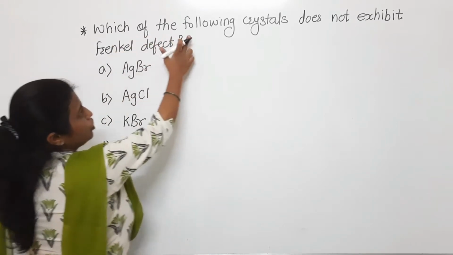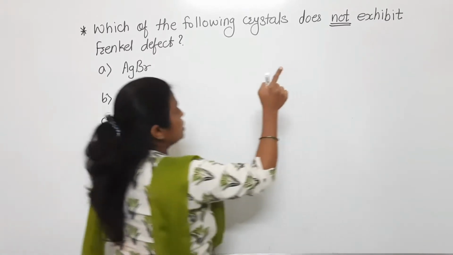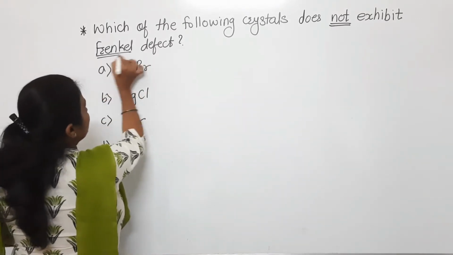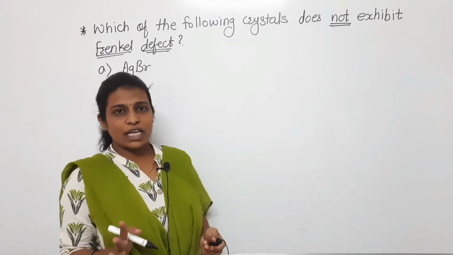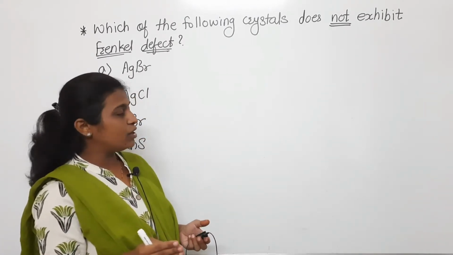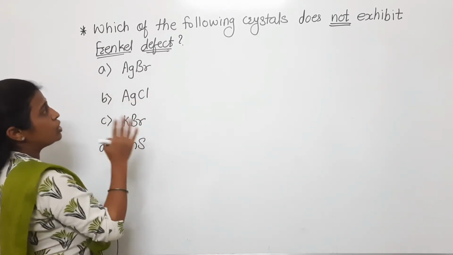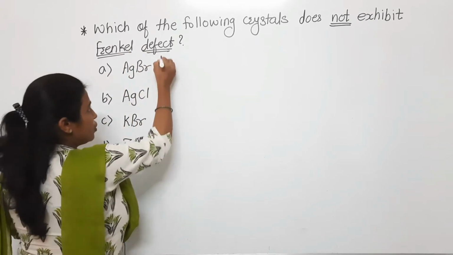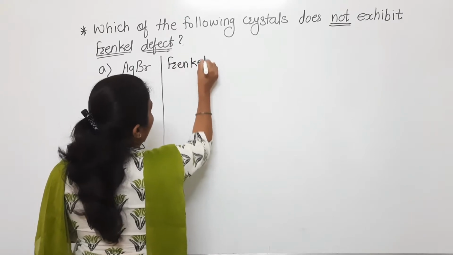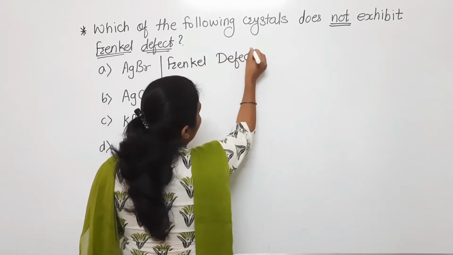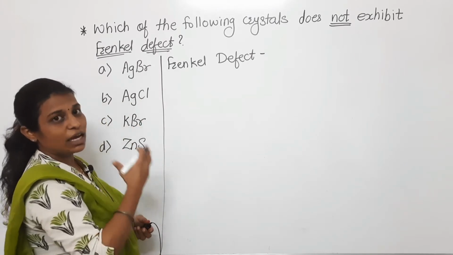See, which of the following crystals does not exhibit, here we have to read it carefully, does not exhibit Frenkel defect. So here four solids, or we can say four crystals, are given, and we have to identify which one does not show the Frenkel defect. So firstly we should know what is meant by Frenkel defect. I will tell you its concept as well as why they are not showing it.